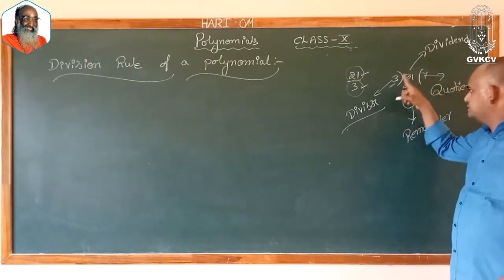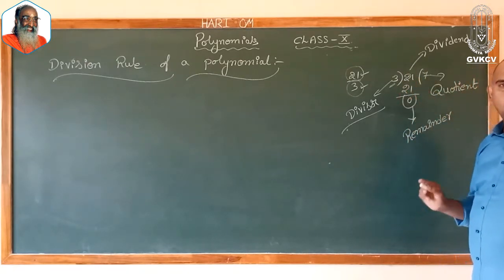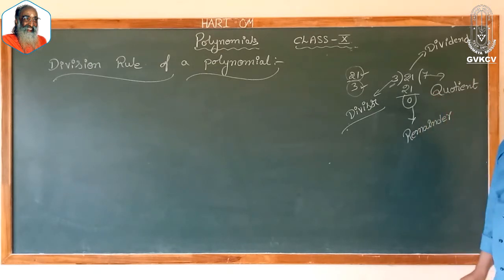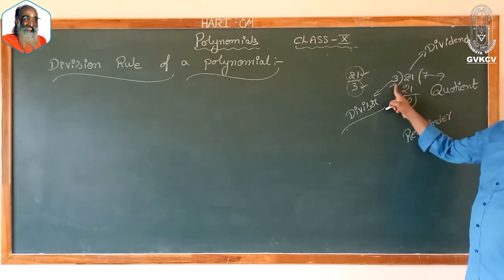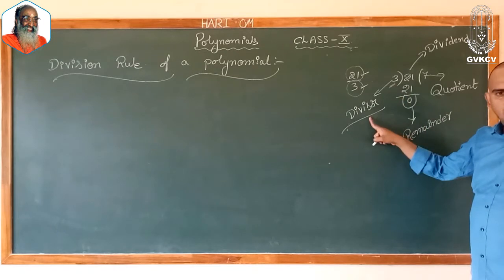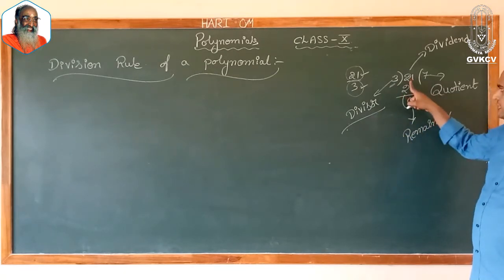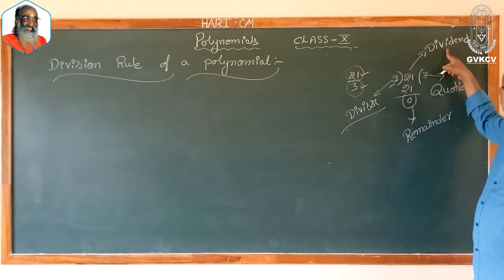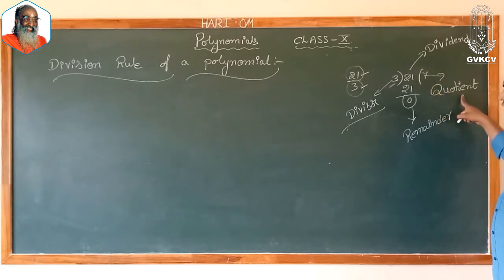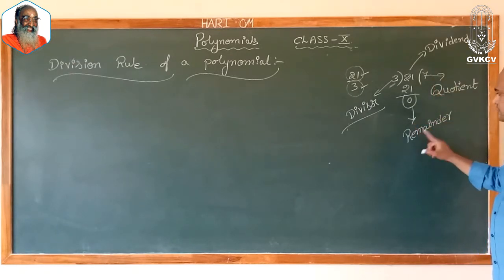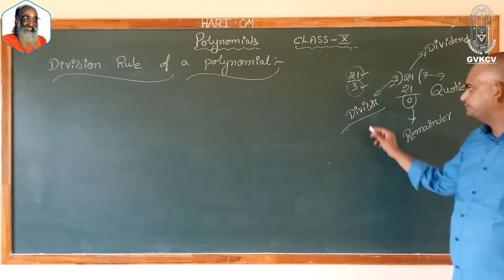Now after completion of this entire division, we have some terminologies. What are they? This 3 is nothing but the divisor. 21 is nothing but the dividend. 7 is nothing but the quotient. And 0 is nothing but the remainder.